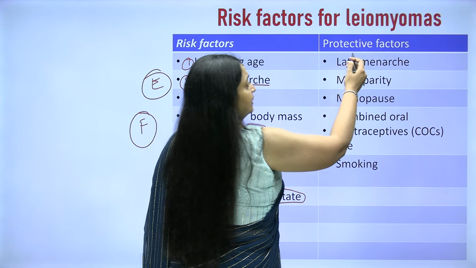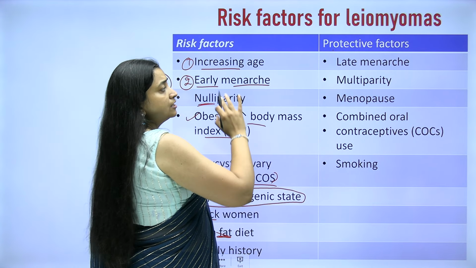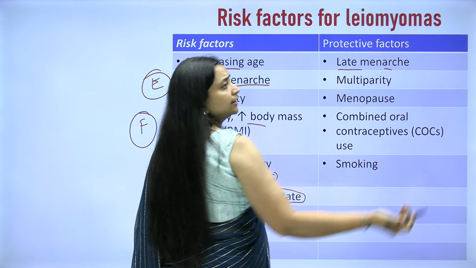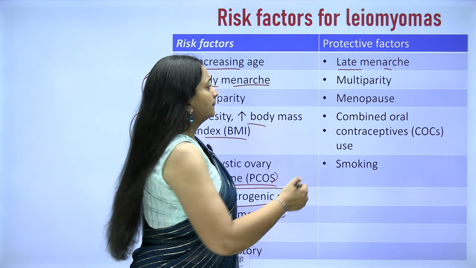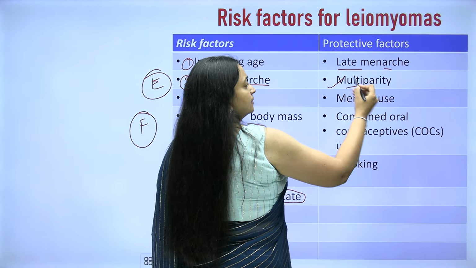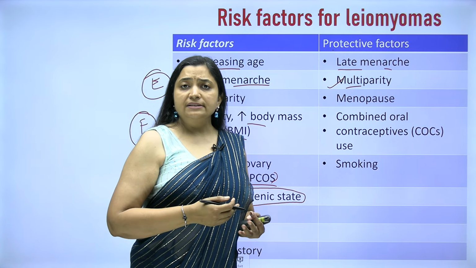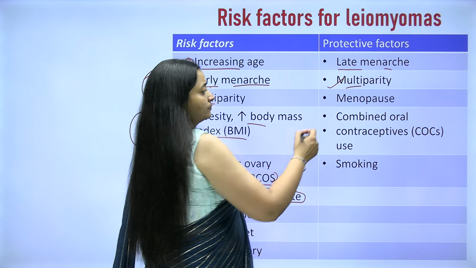What are the protective factors? These protective factors are opposite to the risk factors. So if early menarche is a risk factor, late menarche is a protective factor. Definitely she has less time with estrogen in the body. Multiparity, that means so many times she has stopped ovulating, so many times there were no menses, there was lactation, which are protective factors for fibroid.